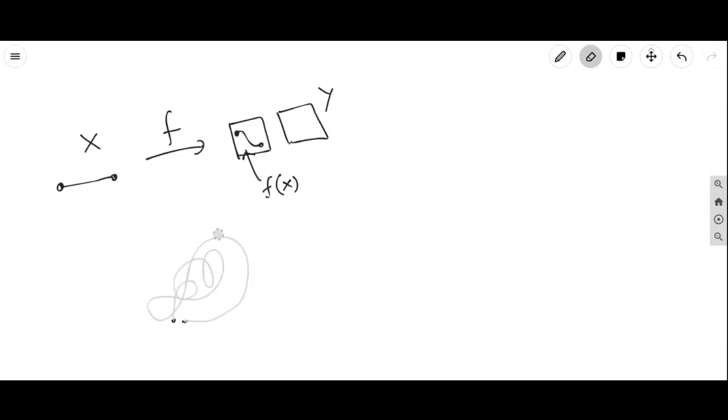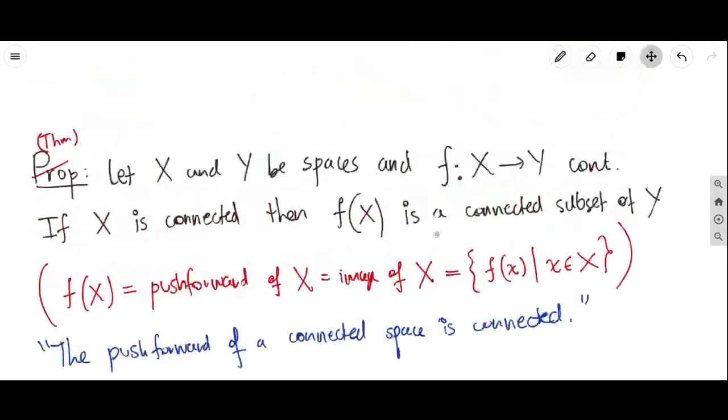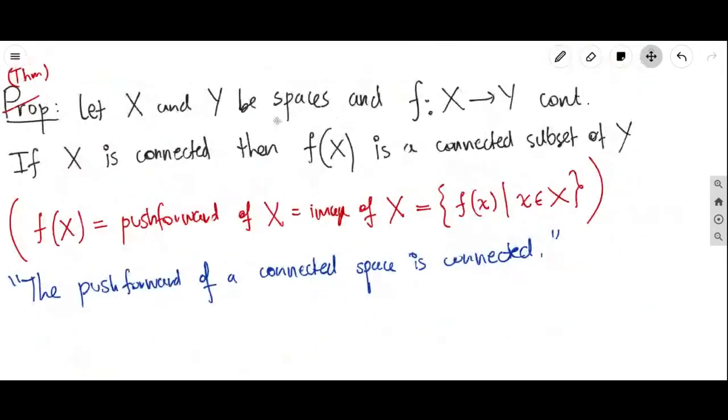Continuous maps do not destroy your space. So you cannot have a situation where the image ends up in two different pieces, because continuous maps do not destroy the space. If you started with a space that was originally connected and you apply some continuous transformation to it, intuitively it makes sense that it should remain connected from beginning to end. So that's the intuition behind this proposition.